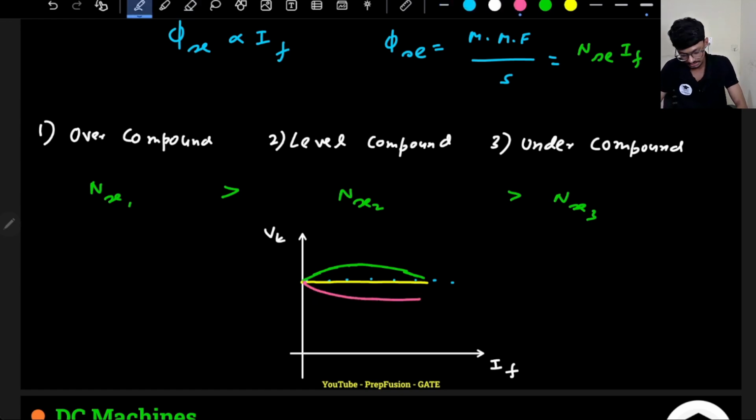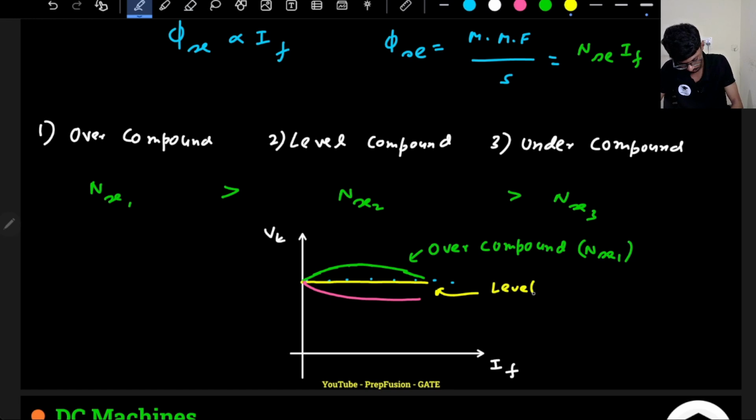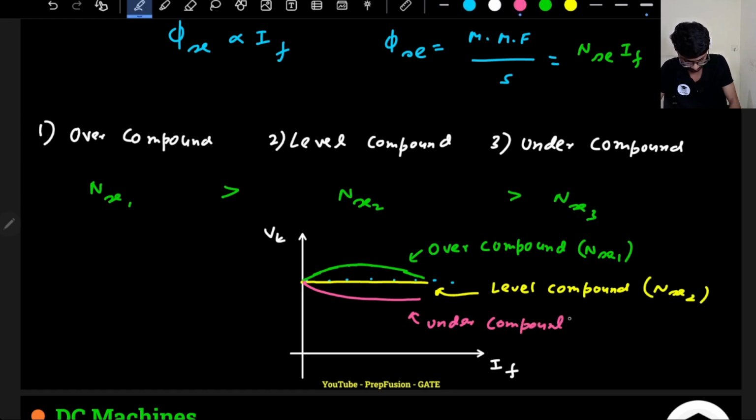Okay, so what I can say, this will be over compound, that is NSE1. This will be level compound, NSE2, and this will be the under compound, where the series flux lines increase will not be enough. Okay, so I hope you have understood this basic point.